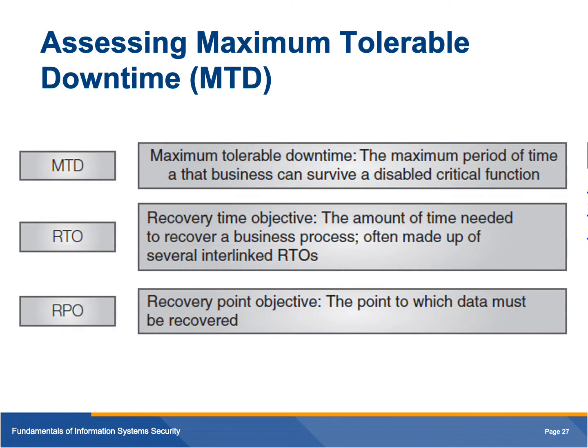Some of the different metrics that we're going to be using to help us set this up are the maximum tolerable downtime, the MTD: the maximum period of time that a business can survive with a disabled critical function. The RTO, our recovery time objective: the amount of time needed to recover a business process. And then the RPO, the recovery point objective: the point at which data must be recovered. This is going to help us determine what we're going to be setting up, what the priorities are, and how long we should plan for, which directly correlates to the cost of the exercise.